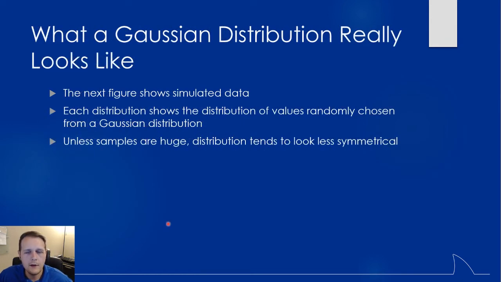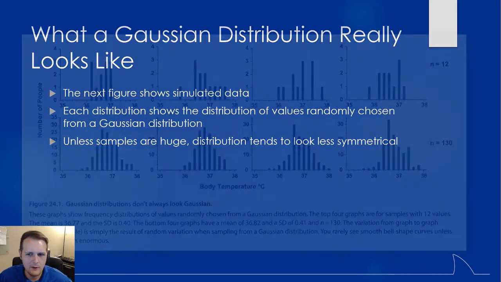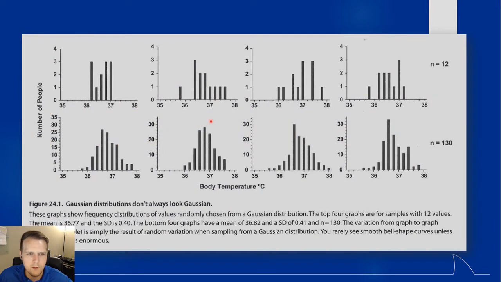So we're going to look at a figure here that shows a simulated set of data, and each distribution actually shows values randomly chosen from a Gaussian distribution. And you're going to see that unless the samples are very large, the distributions tend to look a little less symmetrical, right? So unless you're dealing with hundreds or thousands of points of data, oftentimes it may not look just like that normal bell curve that you would expect to see.